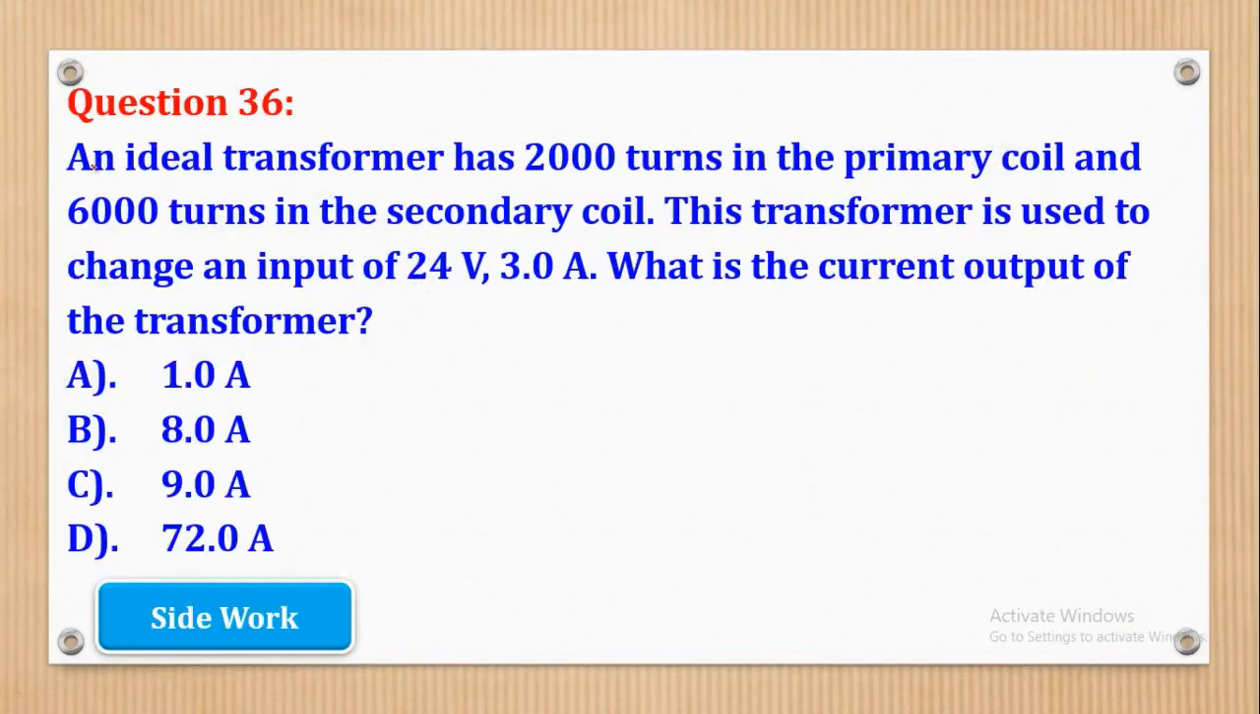So now we shall go to question 36. Question 36 says, an ideal, so know that word ideal, transformer has 2000 turns in the primary coil and 6000 turns in the secondary coil. This transformer is used to change an input of 24 volts and 3.0 ampere. What is the current output of the transformer?